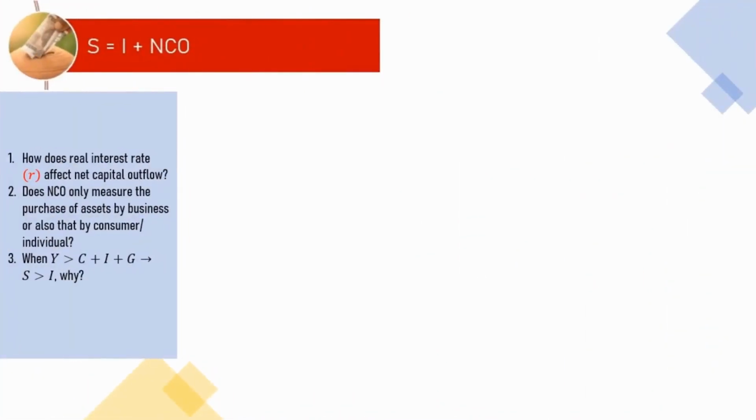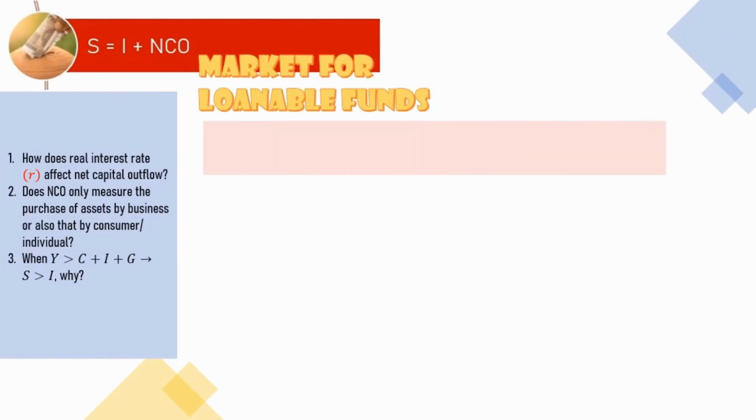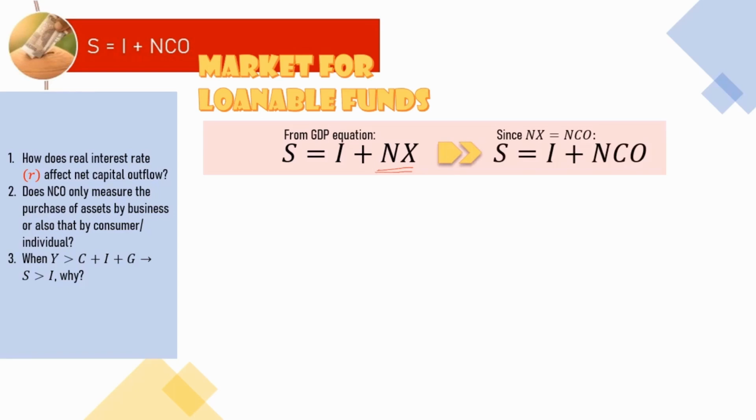Now we have these questions. Remember the market for loanable funds. In an open economy, we include net export in our calculation of GDP. That is why our equilibrium is no longer saving equals investment. It is saving equals investment plus net export. And then, since lastly we have the identity net export equals net capital outflow, saving is now expressed as the summation of investment and net capital outflow.